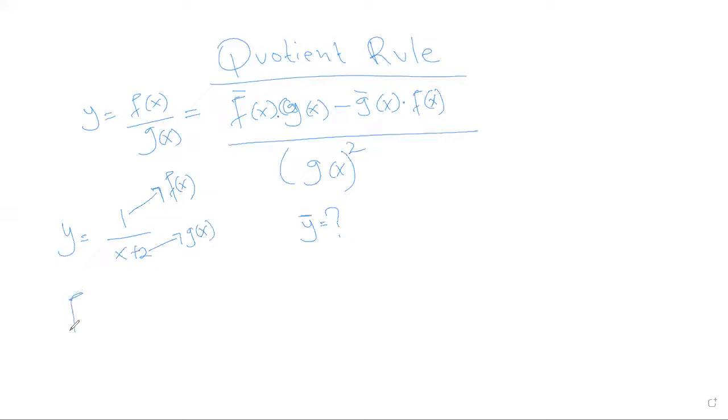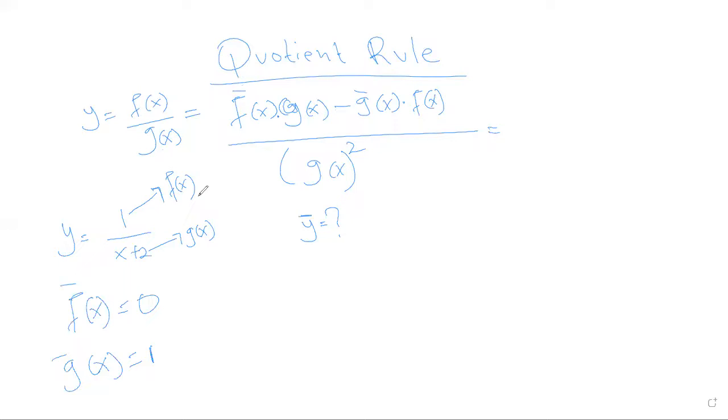We just take 1 and x plus 2. The derivative of f(x), the derivative of 1, will be 0. The derivative of g(x), the derivative of x plus 2: the derivative of x is 1, and the derivative of 2, which is a constant, is 0. We don't write the 0. Now I have everything, so I can replace everything.